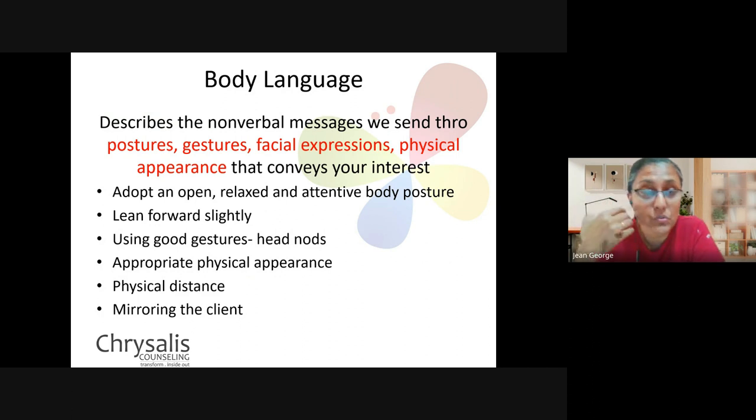So even the way that you dress up or the way that you're too shabby can put off the counselor, and also the distance that the both of you sit in, as well as mirroring the client. What does mirroring the client mean? Now, mirroring the client is when you are paying attention to them so much so that whatever your messages are, whatever your body messages are, gets picked up by your counselee as well.